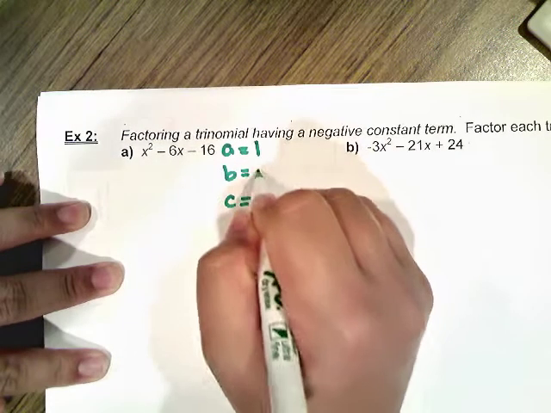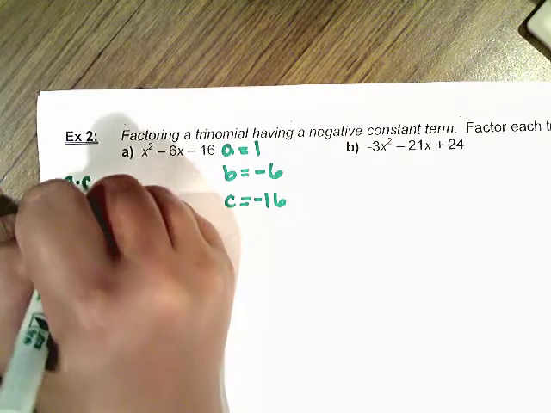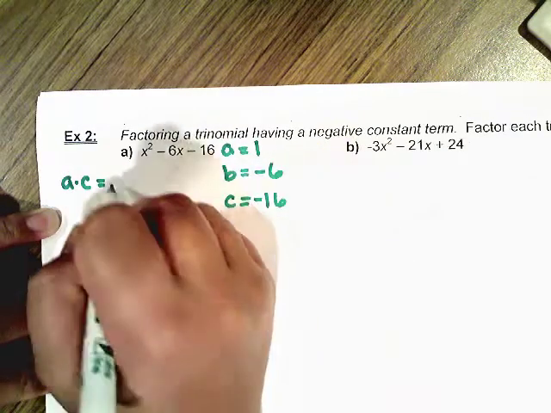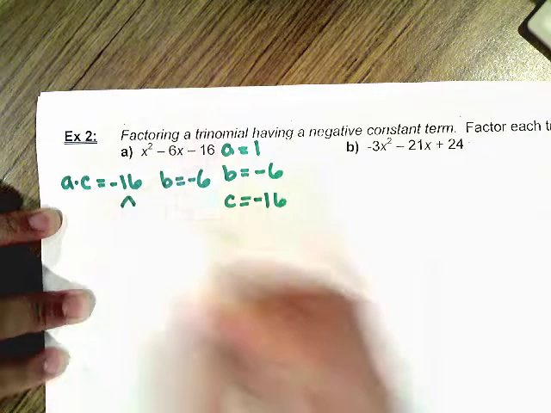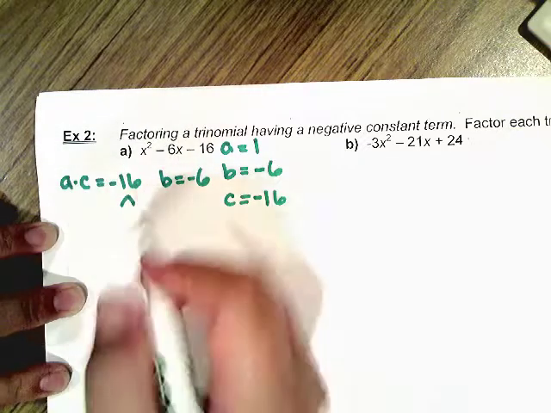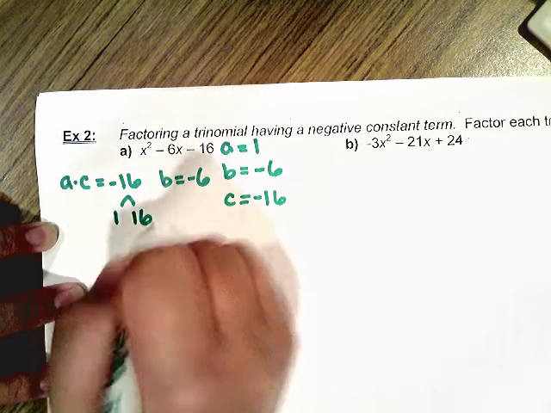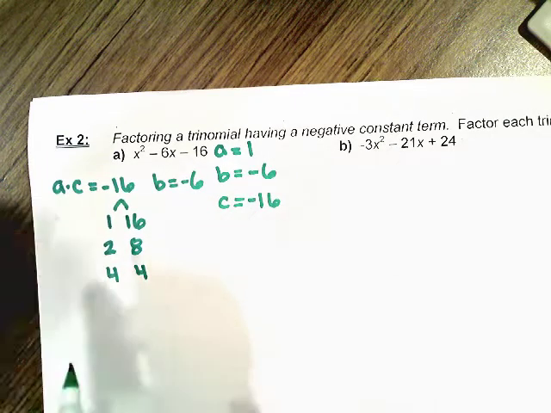A is 1, B is -6, C is -16. We take A times C, which is -16, and B, which is -6, and we want to find all of our factors of 16 itself. So that's 1 and 16, 2 and 8, 4 and 4.